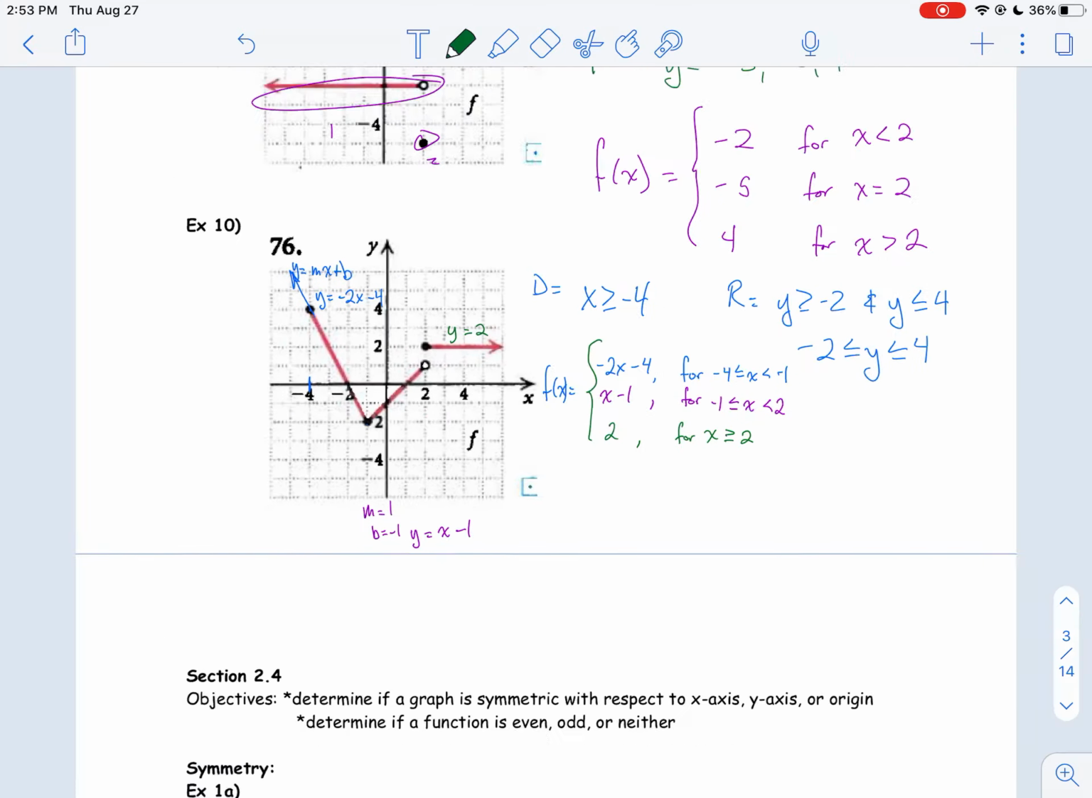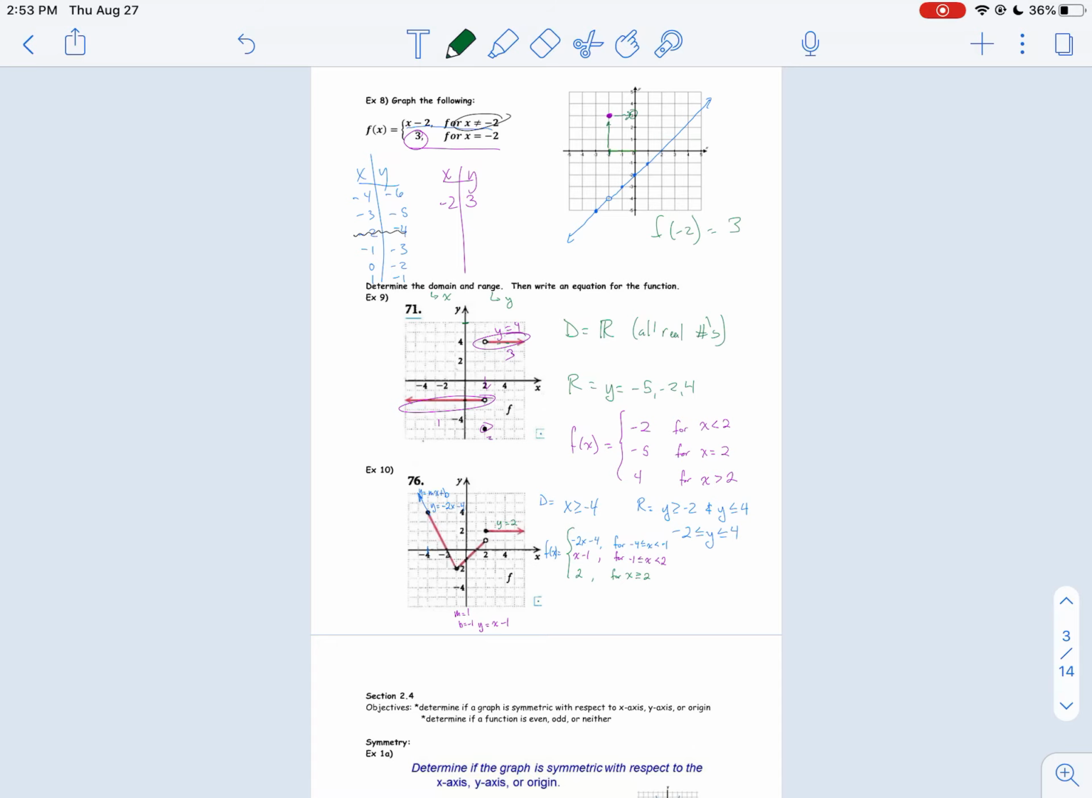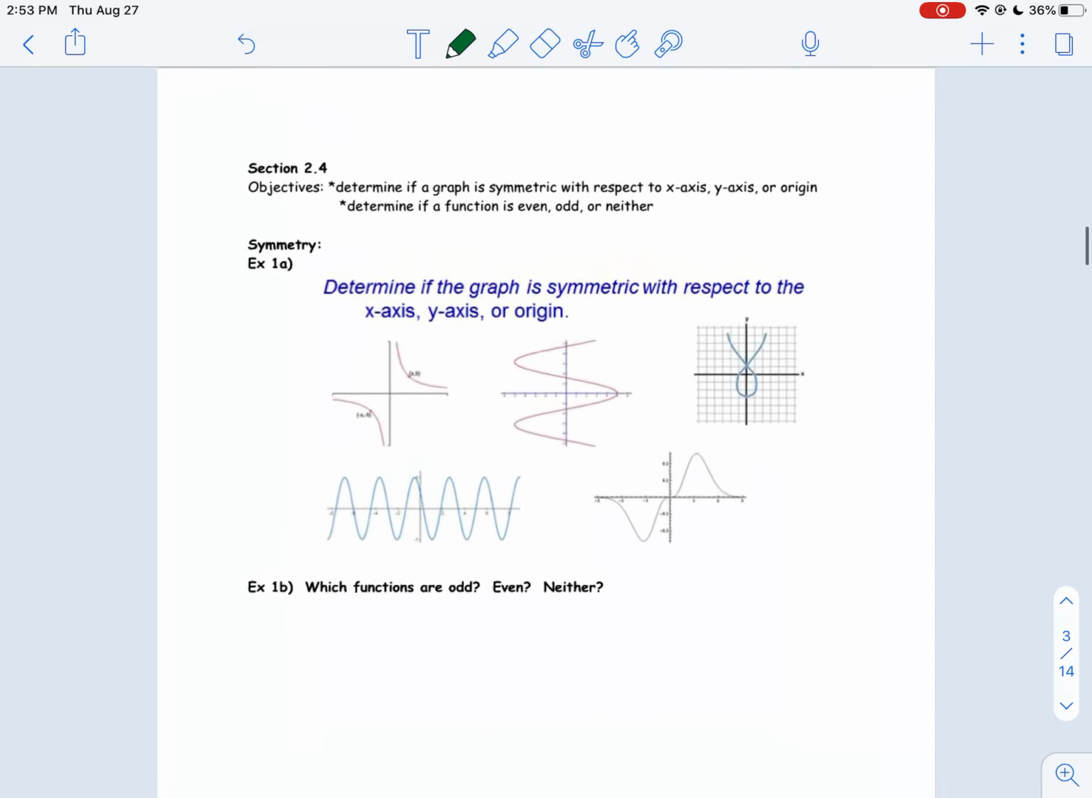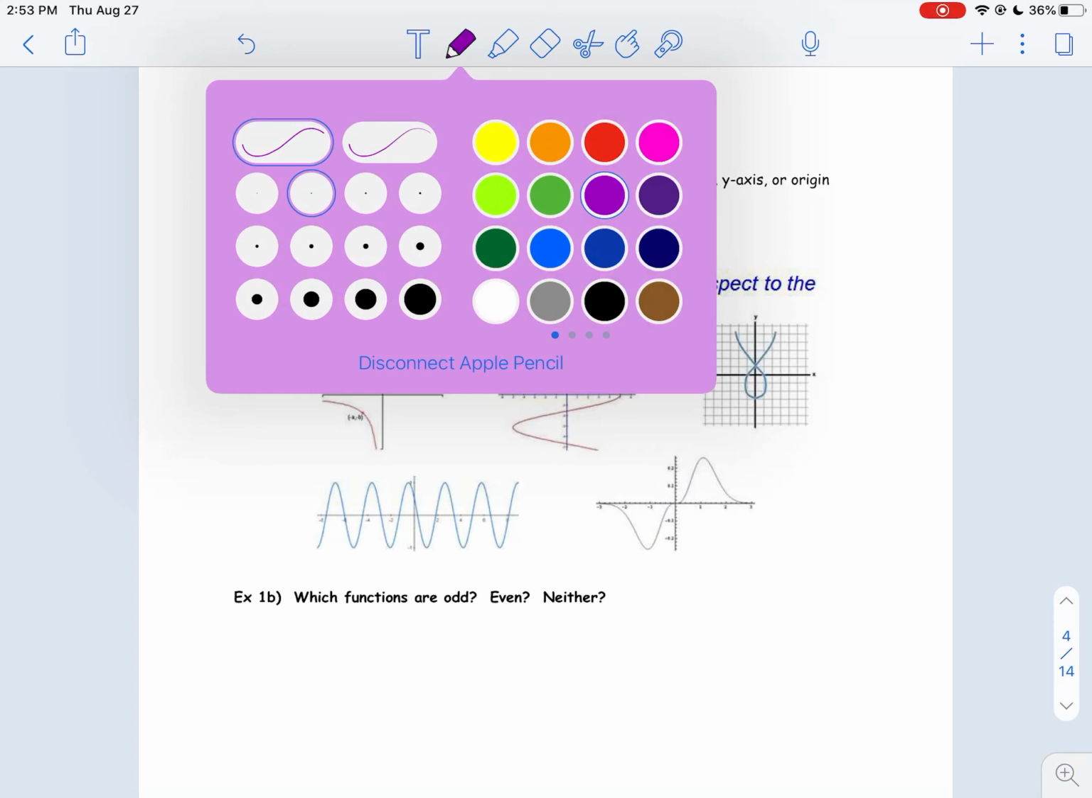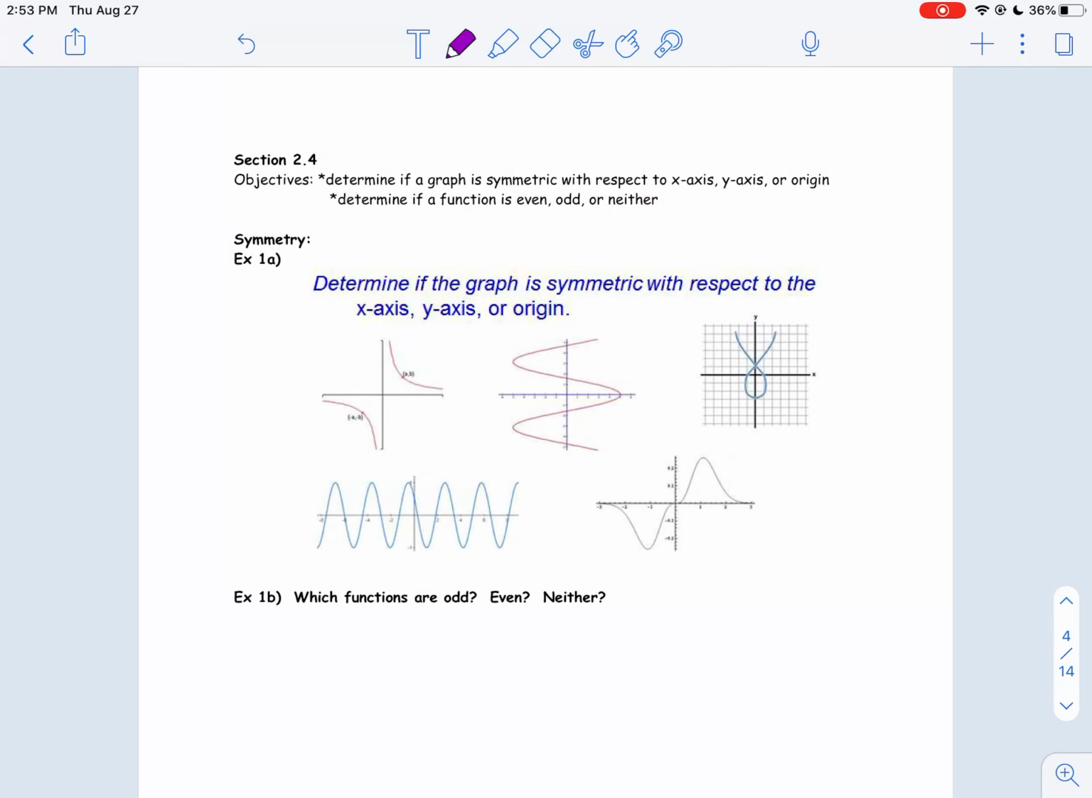All right, that is section 1. We're going to go a little out of order here. We're going to skip to section 4. Section 4 is describing graphs a little bit further. We're going to introduce 3 vocab terms: symmetric with respect to the x-axis, symmetric with respect to the y-axis, symmetric with respect to the origin.